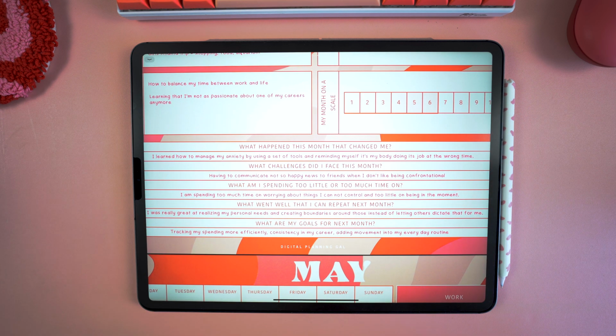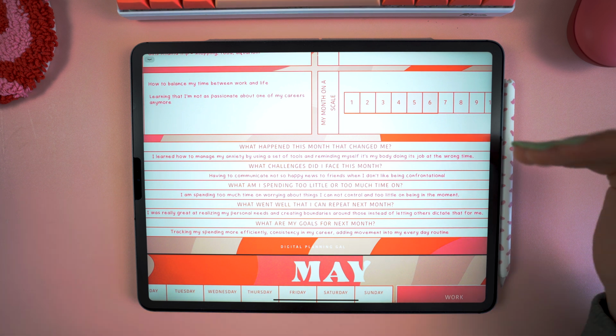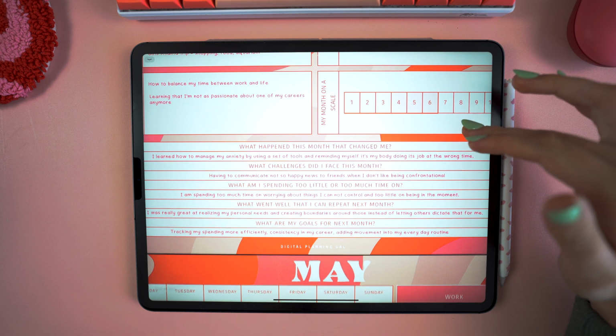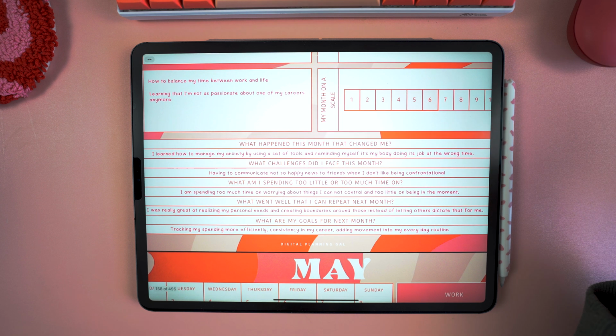What happened this month that changed me? I learned how to manage my anxiety by using a set of tools and reminding myself it's my body doing its job at the wrong time. Since I've been seeing a therapist for almost 2 months now, we've really worked together to create a toolbox of things that I can use to help address my anxiety when I'm feeling it at its worst. This was a month of really implementing a lot of those tools and reminding myself of this constantly and making a lot of progress in that area, which is awesome.